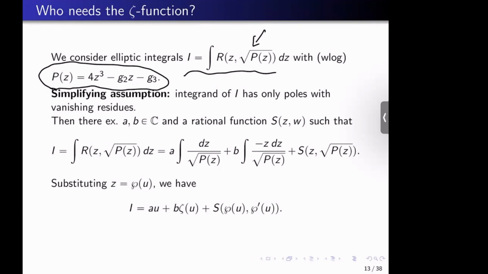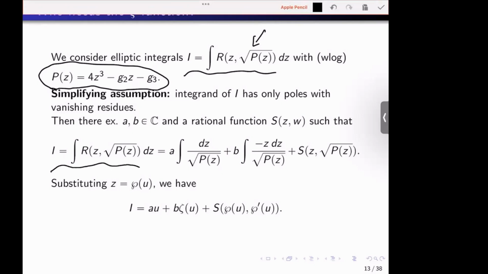And in order to formulate a result, let me make the simplifying assumption that all the residues of this expression vanish. Otherwise, if you integrate, you get some kind of logarithmic terms that always complicates things. So if you make this assumption that the integrand of my elliptic integral has only poles with vanishing residues, then one can actually show that such an integral can always be reduced to two basic integrals here, plus some rational function in two variables, z and this root of p.